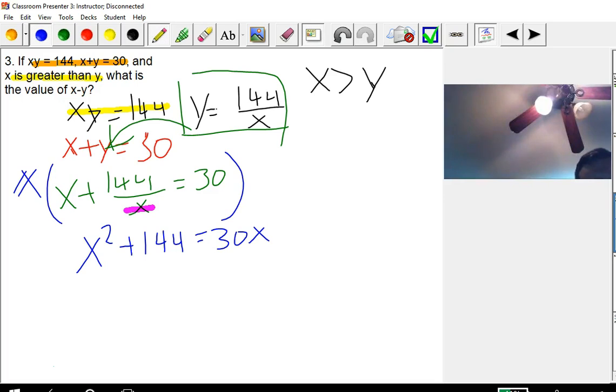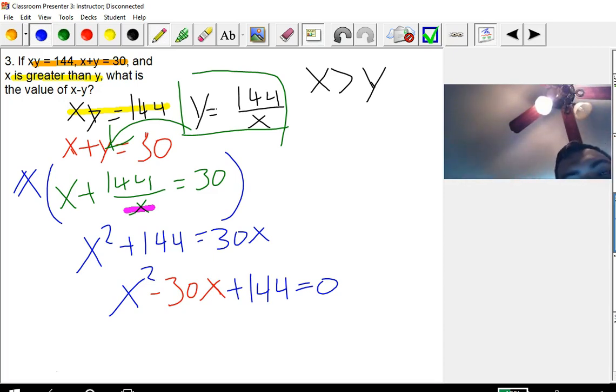If we bring this side over, it's going to become x squared, and now I'm going to change the color, minus 30x plus 144 equals 0, right? So now you see that this value changed. I hope that's noticeable. Now what we have to do here is factor. Now there are 2 methods to do this.